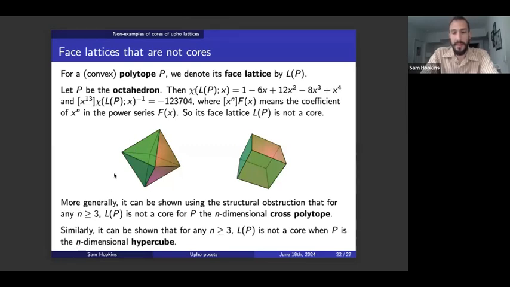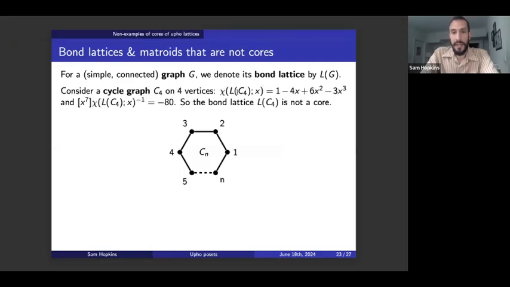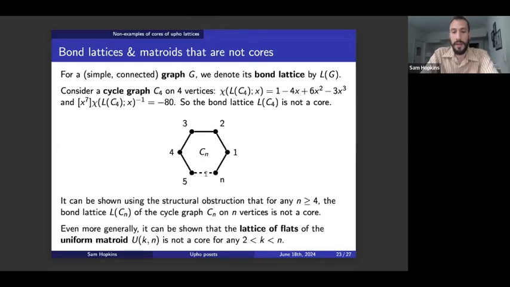Similarly, the face lattices of the n-dimensional cross polytopes and n-dimensional hypercubes are never cores when n is greater than or equal to 3. Another example are bond lattices of graphs. If we type the cycle graph on 4 vertices, well, its characteristic polynomial, that's almost the same thing as its chromatic polynomial, is given by this, and the coefficient of x to the 7 in the reciprocal of the characteristic polynomial of the bond lattice of the cycle graph on 4 vertices is negative 80, which means that that bond lattice is not a core. And you can show in a similar way that cycle graphs, their bond lattices, are never cores for n greater than or equal to 4. A nice question is which graphs have bond lattices that are cores. It could be, for example, the supersolvable bond lattices, which were classified by Stanley as being the chordal graphs.